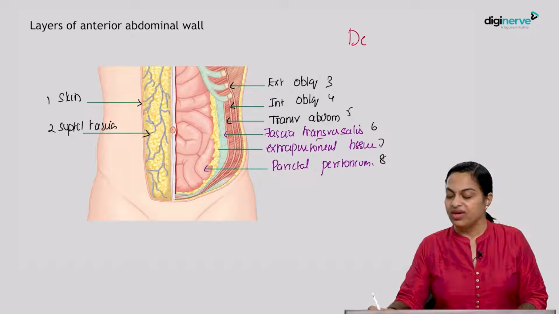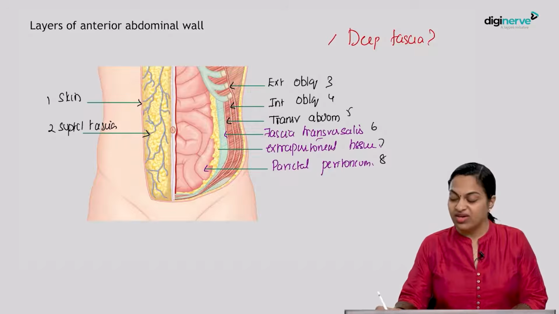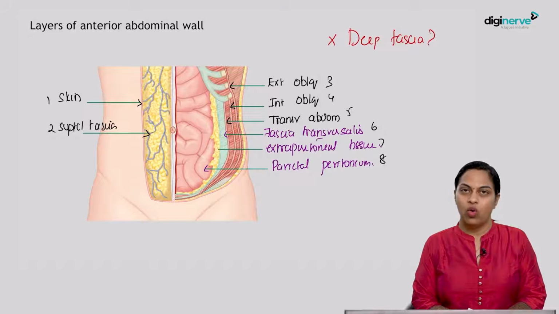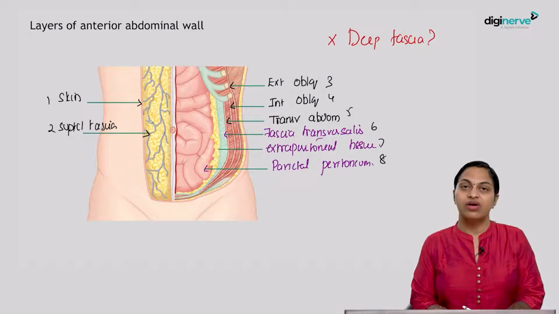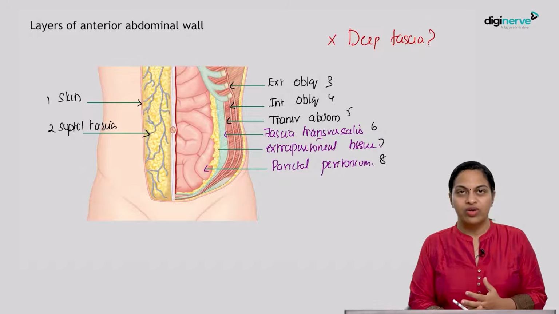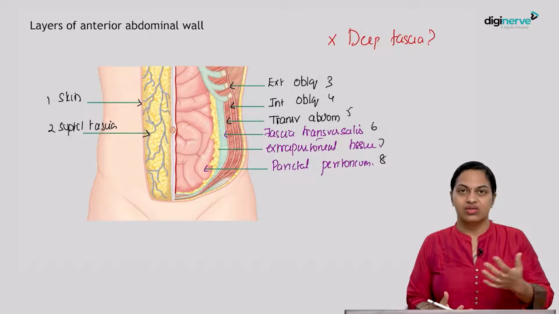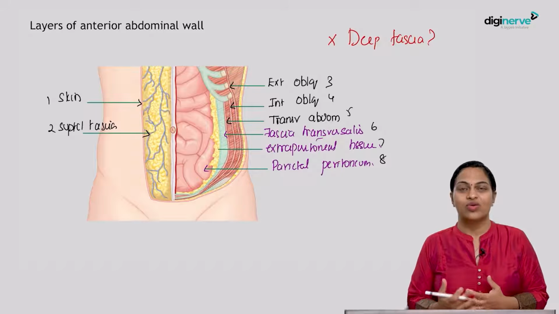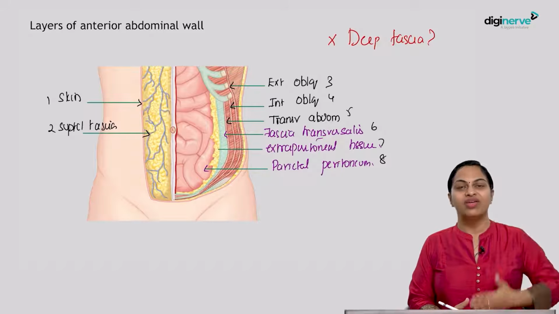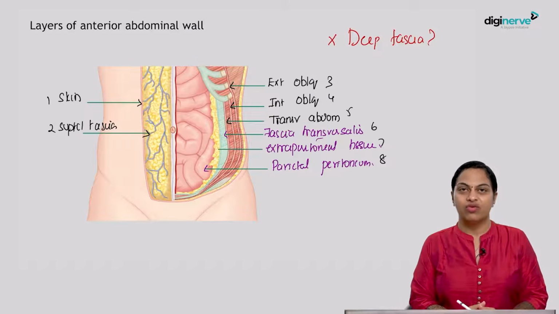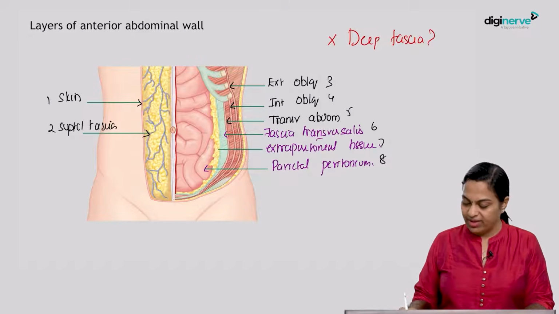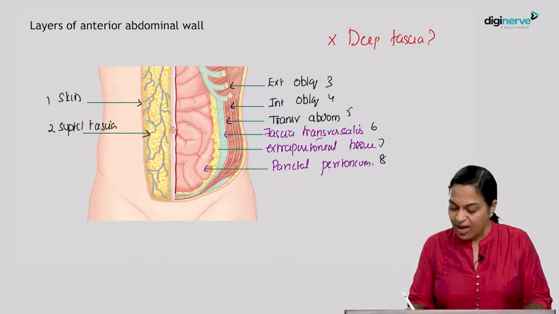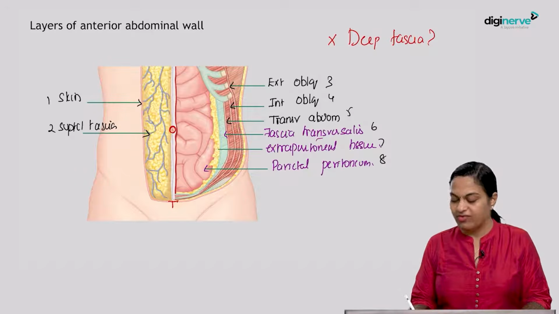What about the deep fascia? Is it present or absent in the anterior abdominal wall? The deep fascia is absent in the anterior abdominal wall. The anterior abdominal wall is firm and elastic. This deep fascia is absent because inside the abdominal cavity we have organs which can expand, right? The stomach, the intestines, the uterus, the urinary bladder, all that. If we had a deep fascia, it would prevent the expansion of the abdominal cavity, the abdominal wall, right? And yes, this is the umbilicus, here the pubic symphysis.